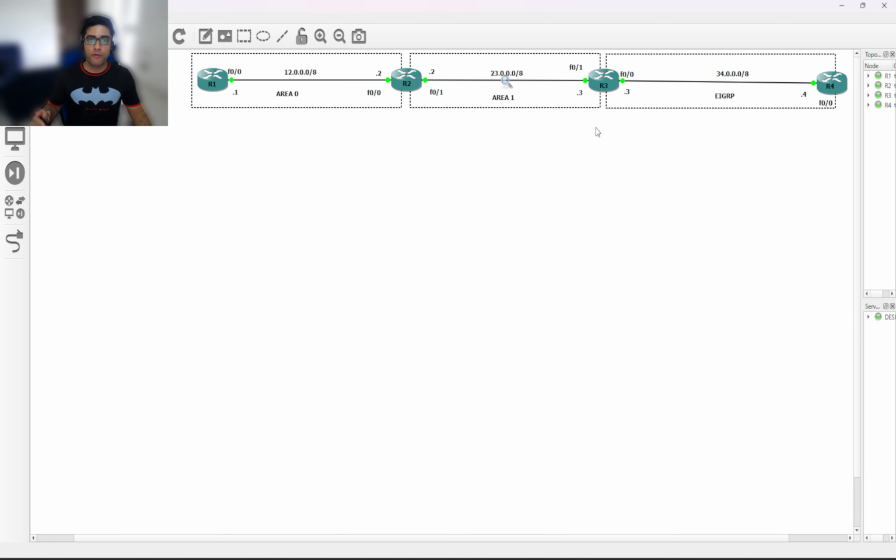In the next video, we will be talking about LSA type 7, about different area types, that is stubby area, not so stubby area, totally stubby area, etc. So it will be an interesting one.